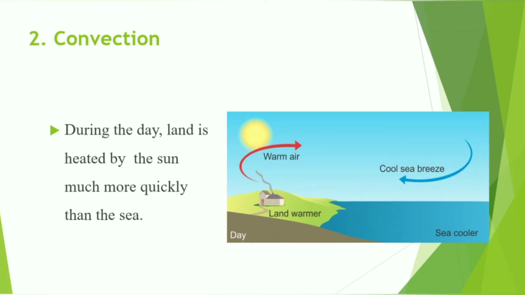Okay, the last example is the land and sea. According to this diagram, आप देख सकते हैं यहाँ पे warm air जो है वो land से आ रही है और cool breeze जो है वो sea से आ रही है. And this is how a convection current is set up. During the day, land is heated by the sun much more quickly than the sea. This sets up a convection current, so air moves in from the sea. When damp air from over the sea rises, it cools to form clouds.